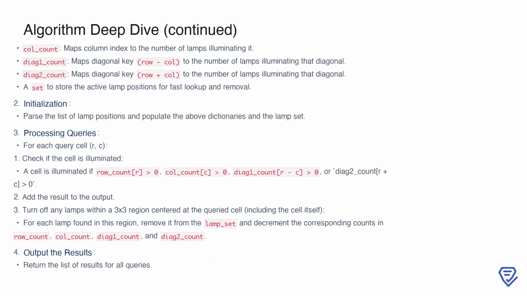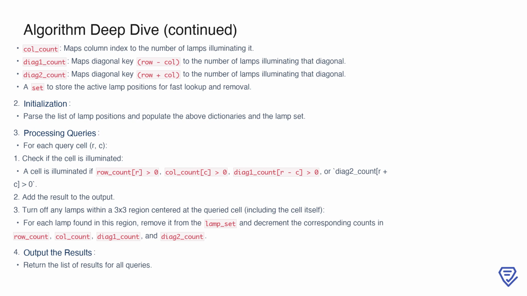To implement an efficient solution, we use specific data structures. First, dictionaries are used to track the number of lamps illuminating each row, column, and diagonal: row_count for rows, col_count for columns, diag1_count for diagonals with a positive slope, and diag2_count for diagonals with a negative slope. Additionally, we maintain a set called lamp_set to store the active positions of lamps for quick lookup and removal. Initialization involves parsing the list of lamp positions and populating these data structures.